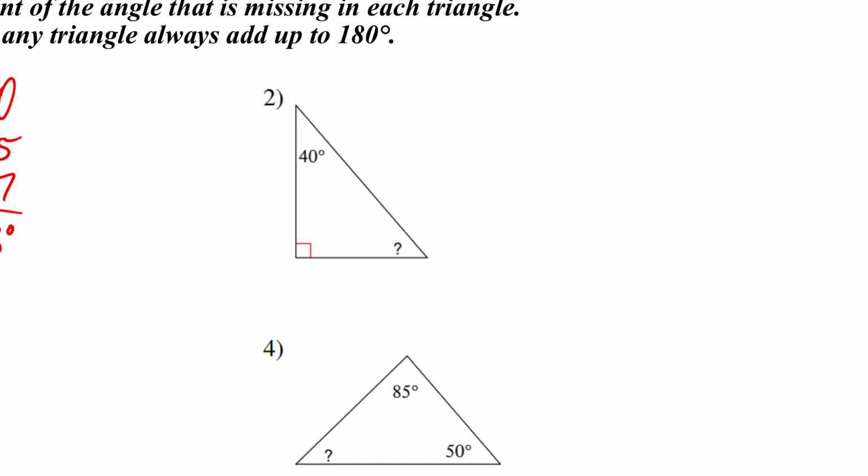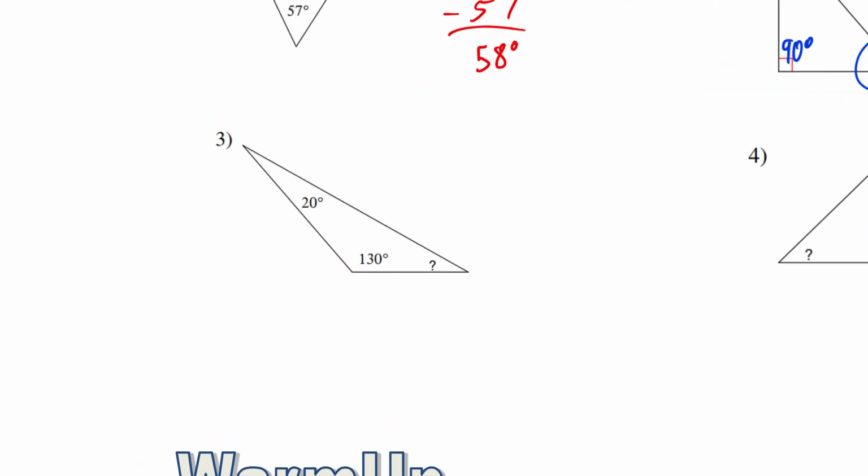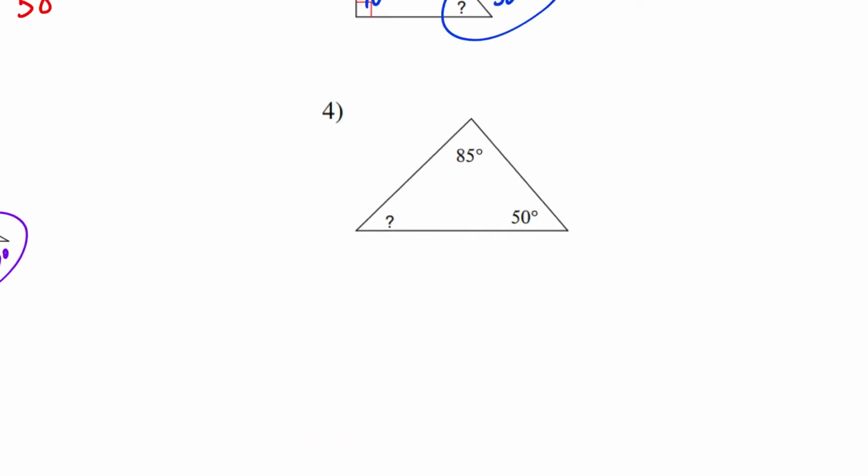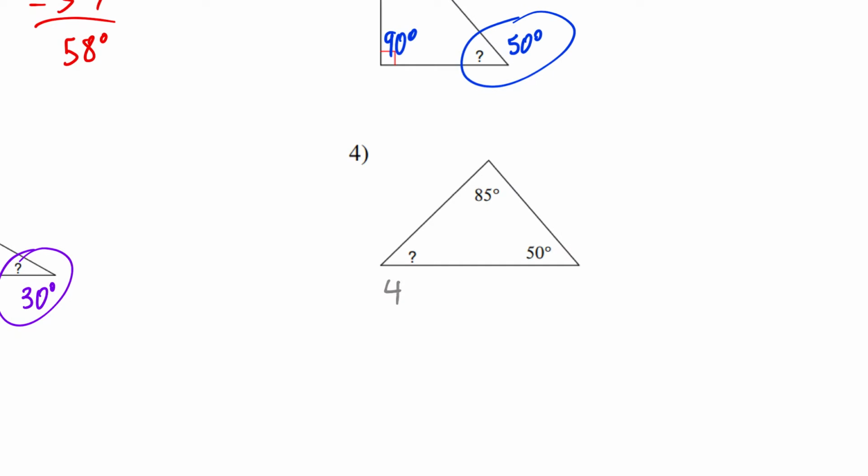Okay, on the second one, this angle right here is 90. So how big is that missing angle? It's 50. Okay, on this third one, how big is that missing angle? 30. And then on this last one, how big is that missing angle? 45. It's 45.